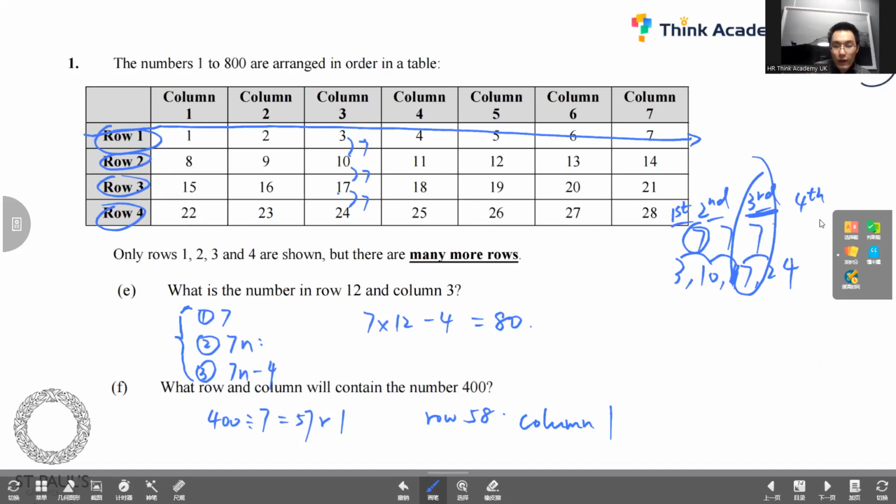So in row 12, n equals 12, we have 7 times 12 minus 4. And 7 times 12, if I didn't calculate wrongly, yeah, which is correct, is 84. 84 minus 4 is 80. So the number in row 12, column 3 will be 80. We don't have enough time, so I have to move on. If you have any questions, you can feel free to stay with me at the end of the office hour and ask me.